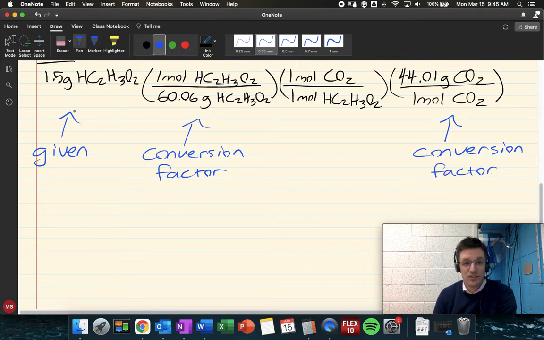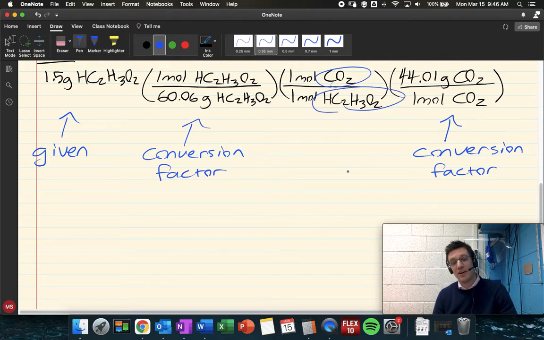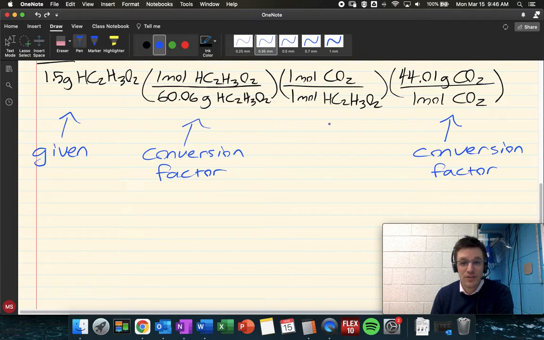So in this calculation, we're starting with grams of acetic acid, and then we're converting to moles of acetic acid because that's what we need to know. And then in the middle, you'll see it's moles over moles, but it's two different chemicals, right? I have moles carbon dioxide on top and moles acetic acid on the bottom. So this is the term that allows us to switch from acetic acid to carbon dioxide. I'm starting with how much acetic acid, and I'm trying to find out how much carbon dioxide.